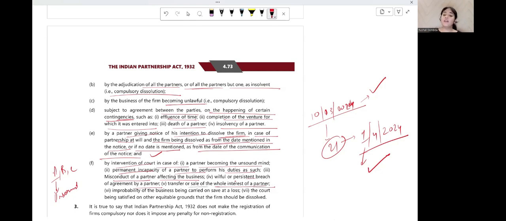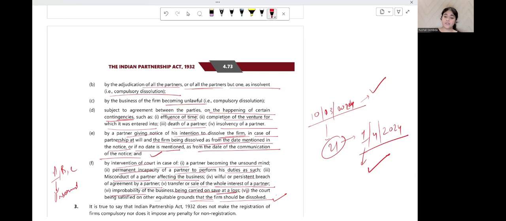Transfer or sale of whole interest of a partner. He has given his entire share to other partners. Improbability of the business being carried on save at a loss. Now it is not possible for the firm to continue because you are making so many losses. You can't save the firm, so now the court will interfere and tell you to wind up, to dissolve the firm. The court being satisfied on other equitable grounds that the firm should be dissolved, or the court comes to know from somewhere that these people are planning to do some fraud, in that case also they will ask for dissolution of the firm.